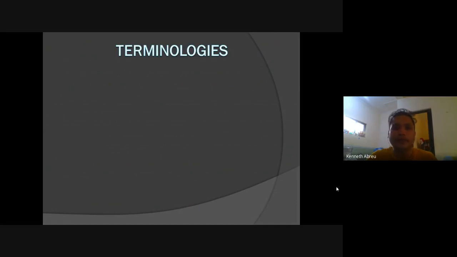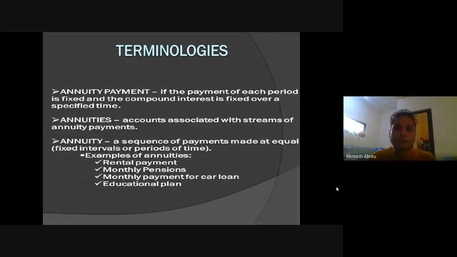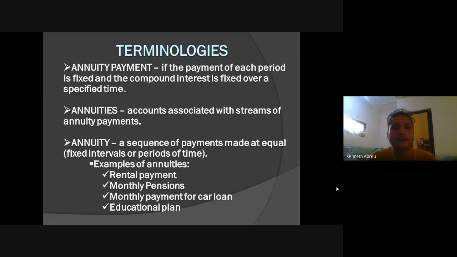Okay, here are some of the important terminologies or information in this topic. We have first the annuity payment. Annuity payment is the payment of each period, is fixed, and the compound interest is fixed over a specified time. When we say annuities, these are accounts associated with streams of annuity payment.